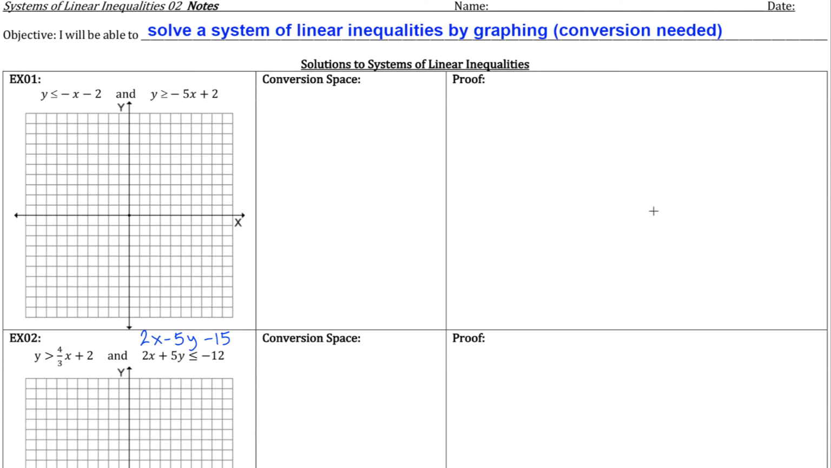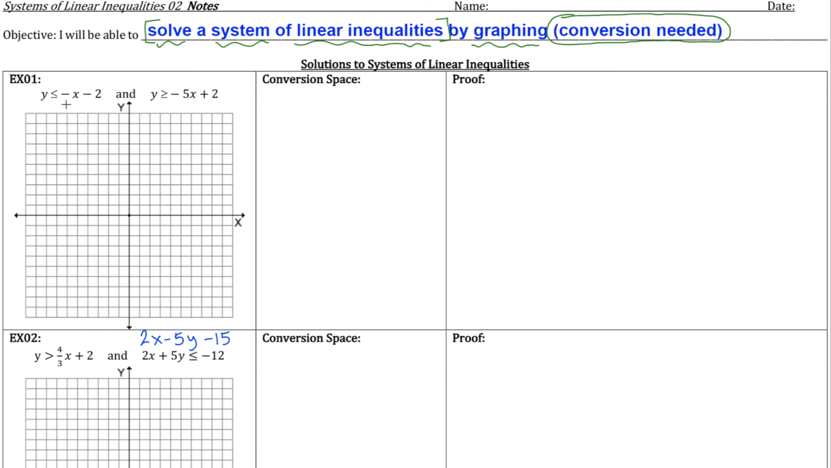Alright, so in this lesson we are going to solve a system of linear inequalities. We're going to do it by graphing again. This time we will sometimes need to convert.